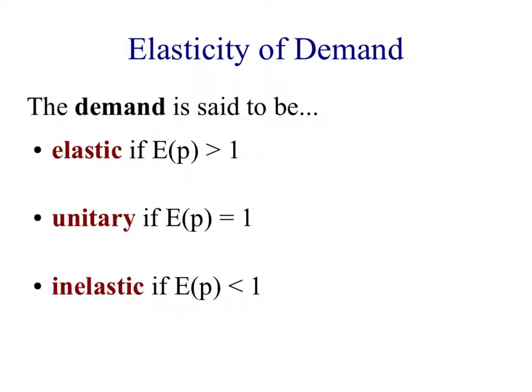So what does this mean? Well, this is a way to characterize the demand. The demand is said to be elastic if the quantity E of p turns out to be greater than 1. The demand is unitary if E of p is equal to 1. And the demand is inelastic if E of p is less than 1.